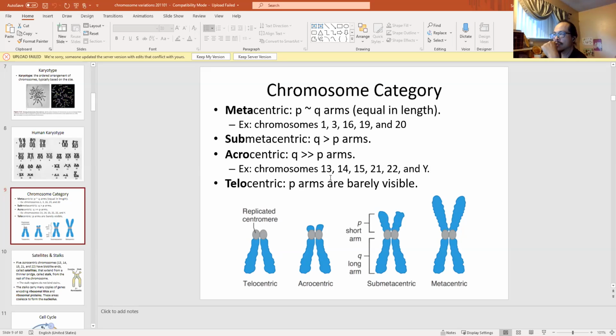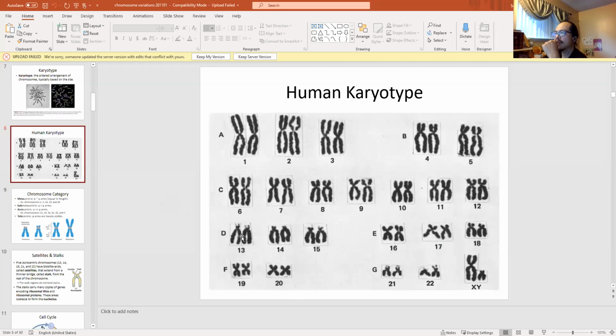This group includes these chromosomes: 13, 14, 15, 21, 22, and the Y. So that's right here: 13, 14, 15, 21, 22, and the Y. These are acrocentric, and a lot of chromosome translocations happen to occur in these five autosomal chromosomes. So we will see this one more often.